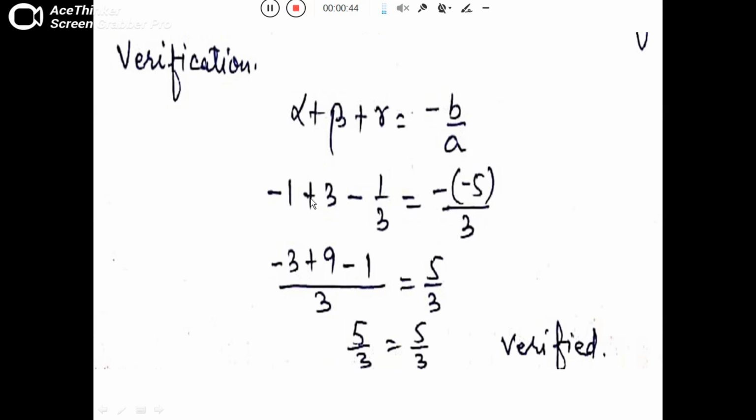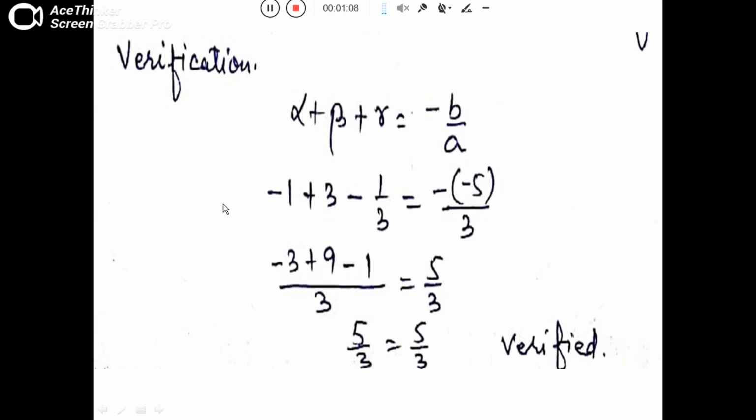So minus 1 plus 3 minus 1 upon 3, we will get 3 as LCM. Minus 3 plus 9 minus 1 upon 3 equals minus of minus 5, the value of b, so plus 5 by 3, and here 9 minus 4 equals 5 by 3, meaning both the sides are equal.